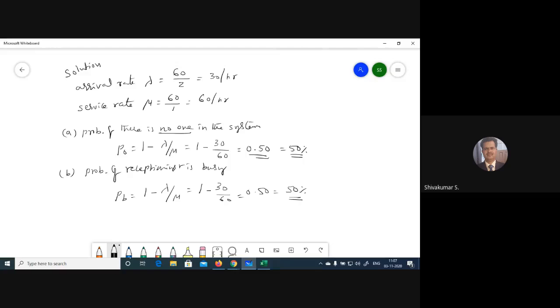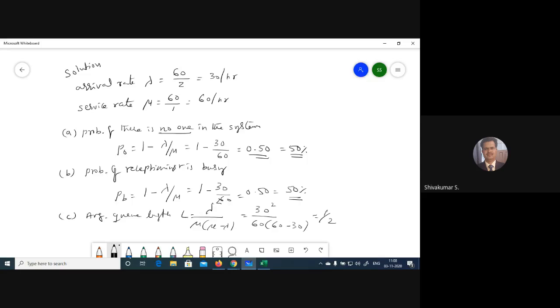Next, third question, C: average queue length. You have already studied this in the previous problem. The average queue length L is not LQ or LS or WS or WQ, just like I told in the first problem. It is lambda square by mu into mu minus lambda. Lambda square is 30 square, divided by mu, that is 60 into 60 minus 30. That is equal to 1 by 2. That's the answer for average queue length.